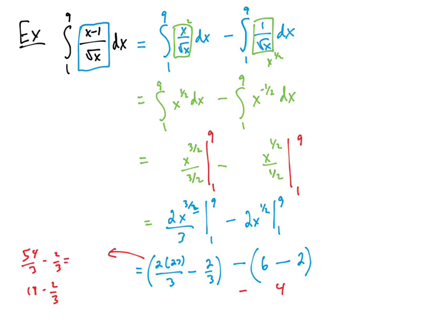Maybe I should keep that as 54 over 3. So 52 over 3. 52 over 3 minus 4 is just 12 over 3. So 40 over 3 is what we end up with.